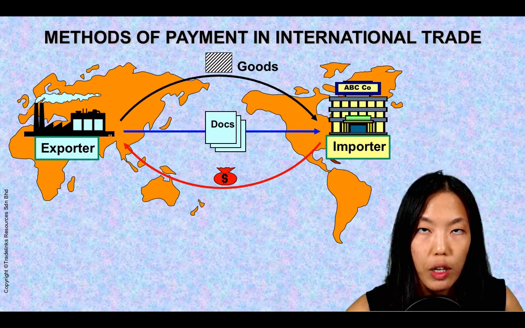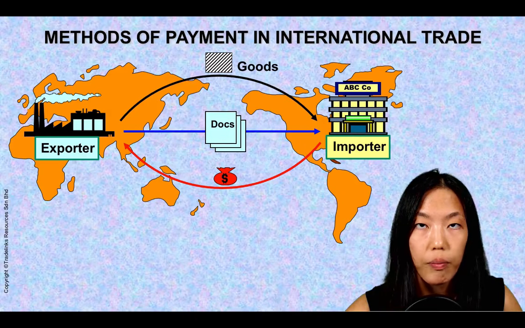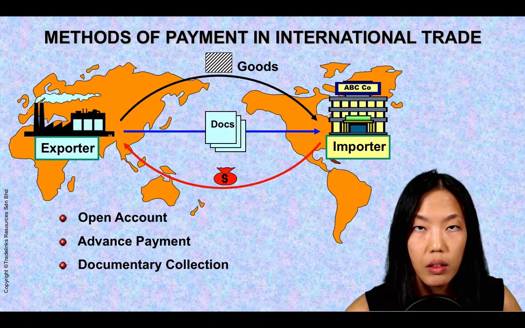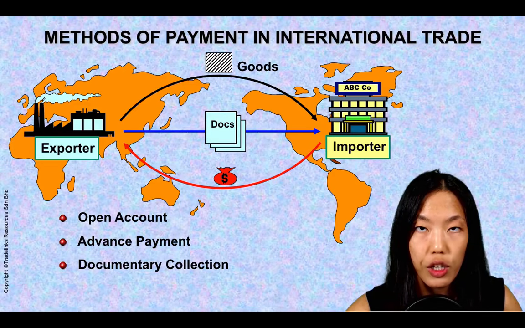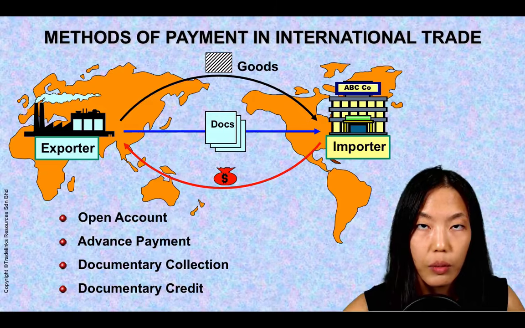From these three movements of goods, documents, and payment, there are four methods of payment, which are open account, advance payment, documentary collection, and documentary credit. We shall be looking at the four methods of payment in detail. In the next slide, we will be looking at open account.